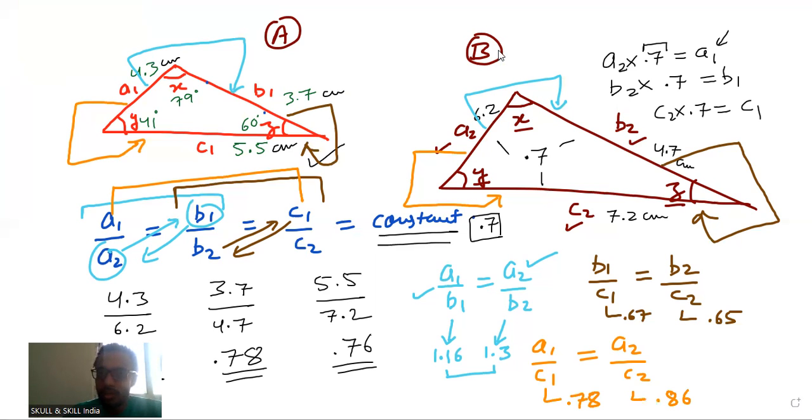Do you see that? Look very carefully. The ratio of this side to this side will be the same as the ratio of this side to this side. The ratio of this side to this side will be the same as the ratio of this side to this side. The ratio of this side to this side will be the same as the ratio of this side to this side.